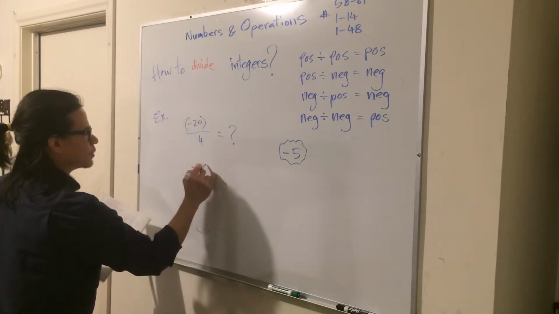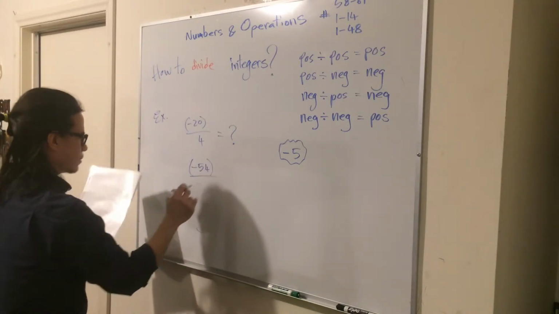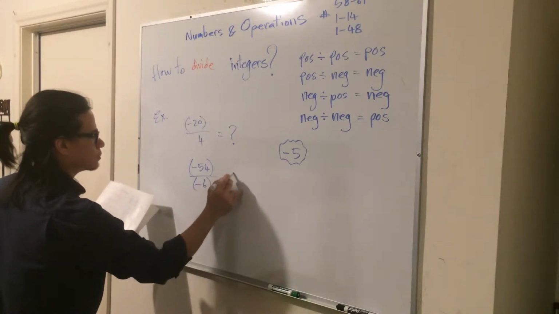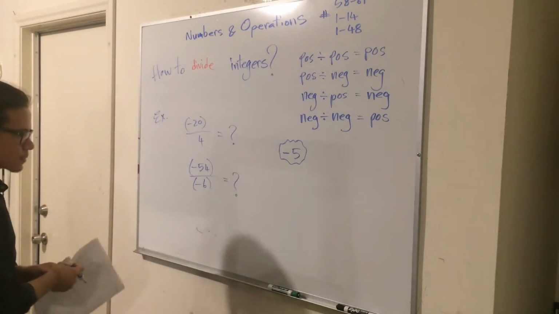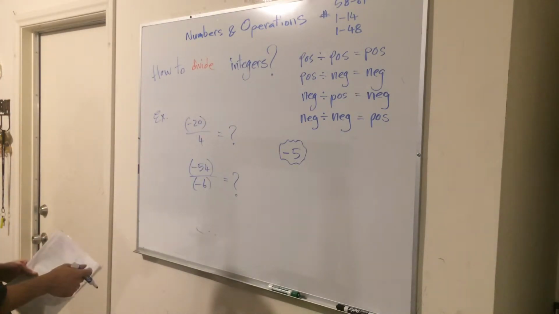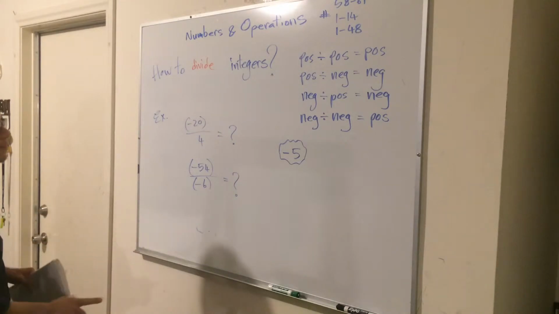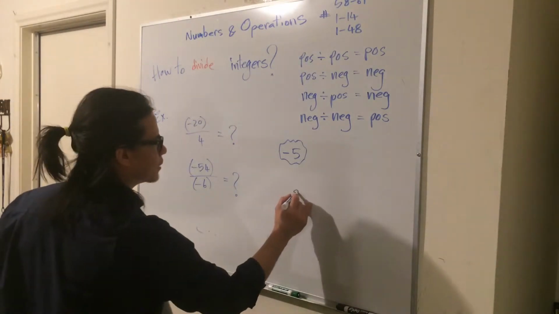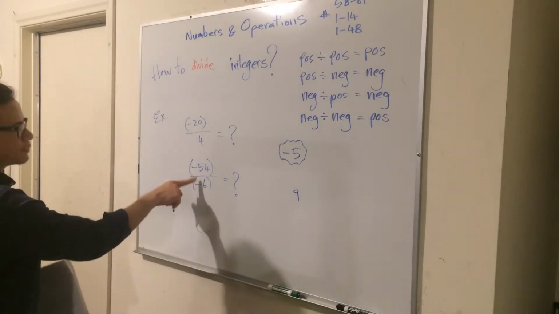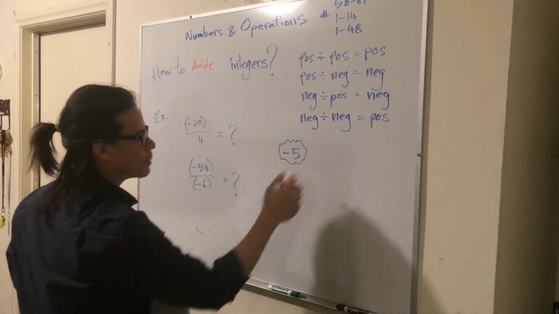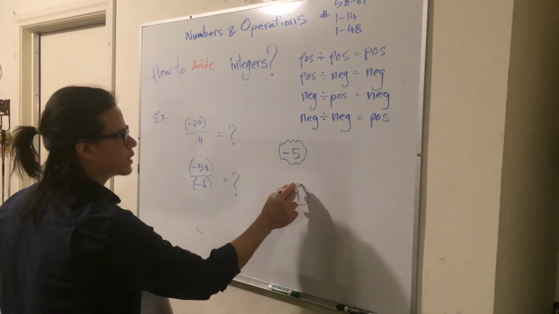Okay. Negative 54 over negative 6 equals what? Okay. 54 divided by 6 is 9. Negative divide a negative. Negative divide a negative is positive. So say it's positive 9.